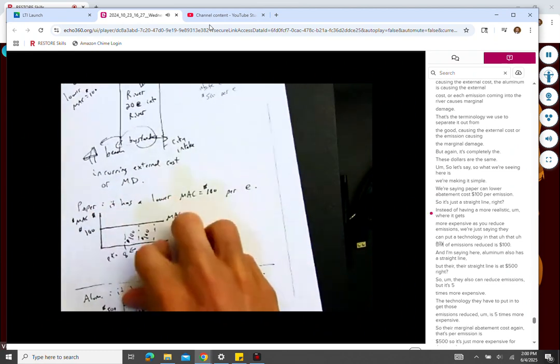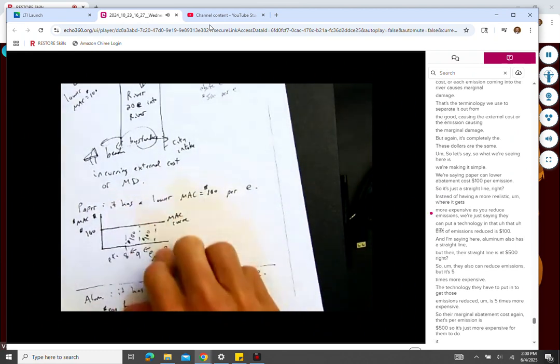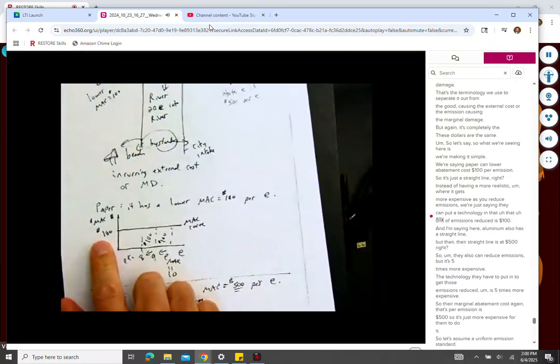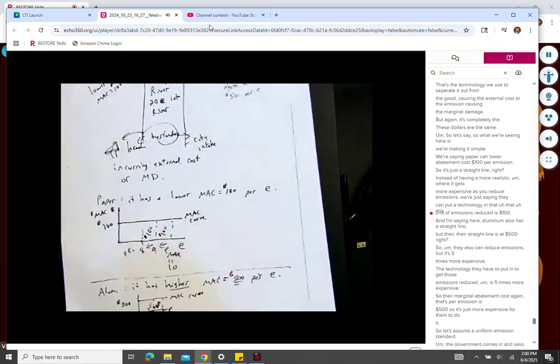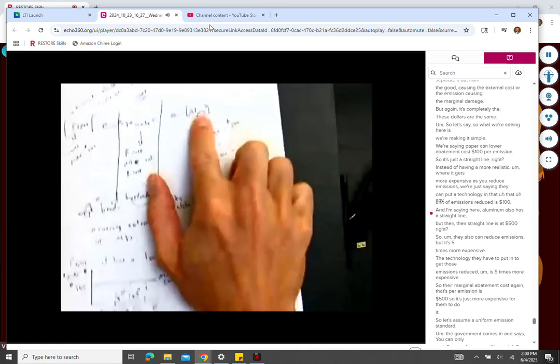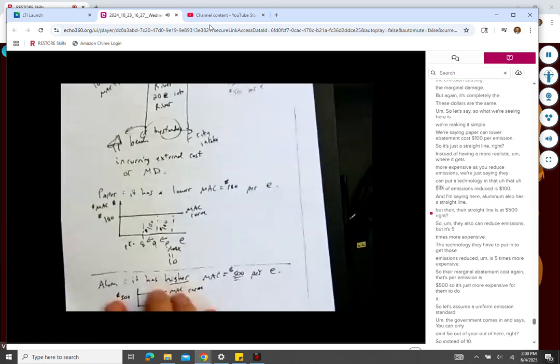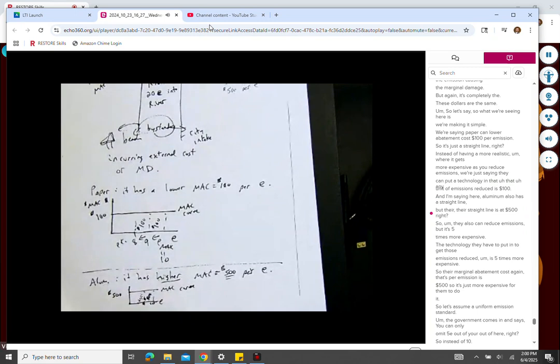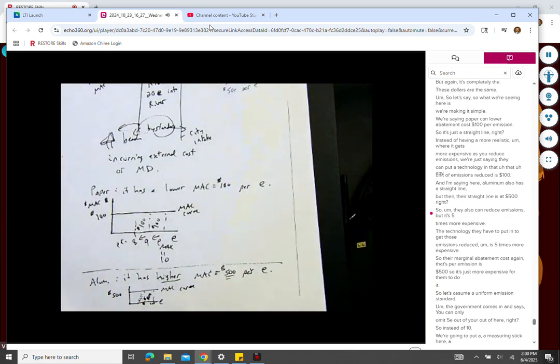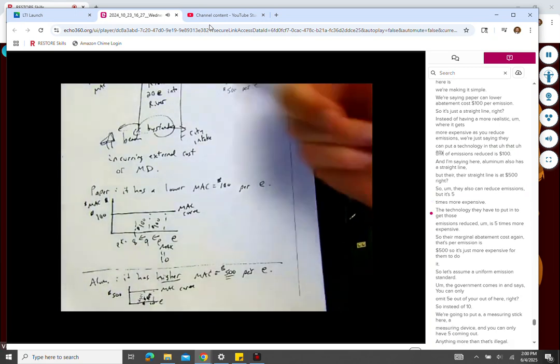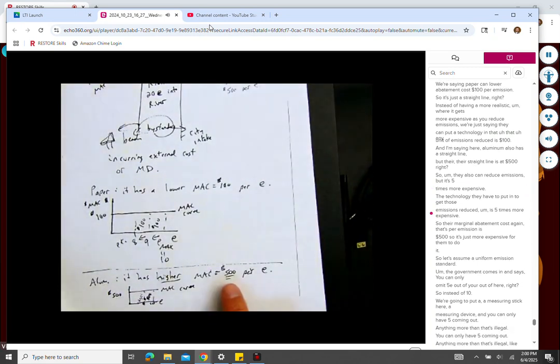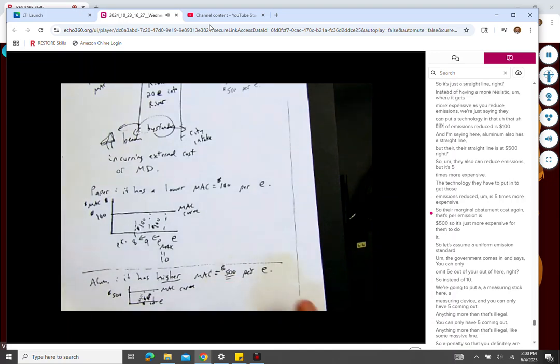Instead of having a more realistic case, where it gets more expensive as you reduce emissions, we're just saying they can put in a technology where any unit of emissions reduced costs $100. Aluminum also has a straight line, but theirs is at $500. So they can also reduce emissions, but it's 5 times more expensive. The technology they have to put in to get those emissions reduced is 5 times more expensive, so their marginal abatement cost, per emission, is $500. It's just more expensive for them to do it.